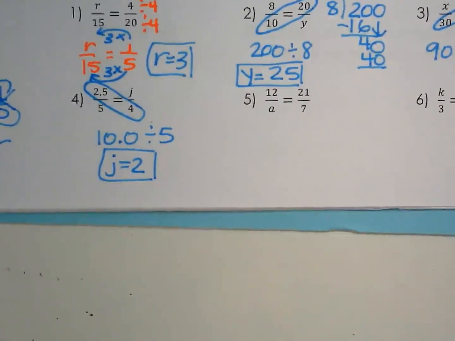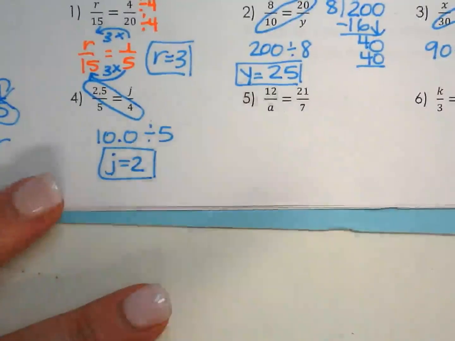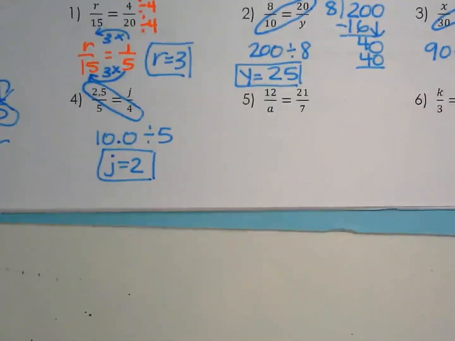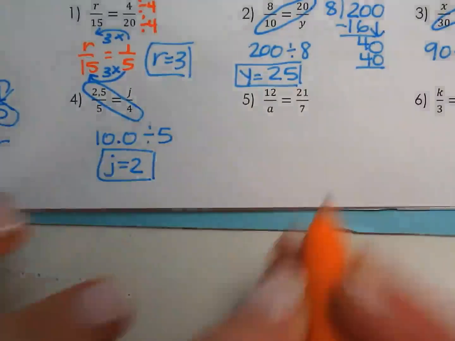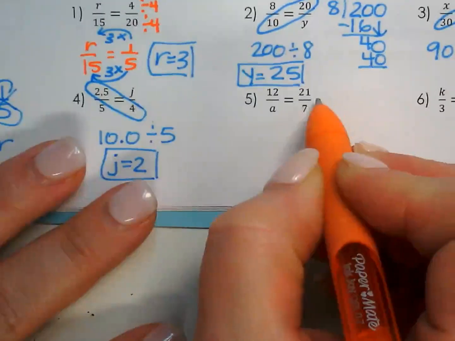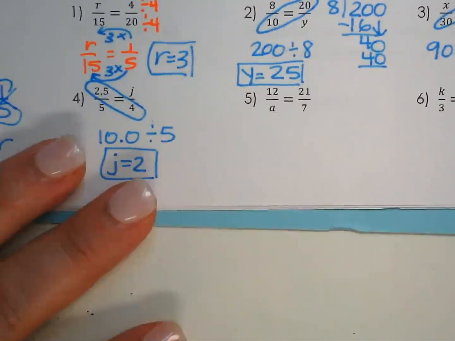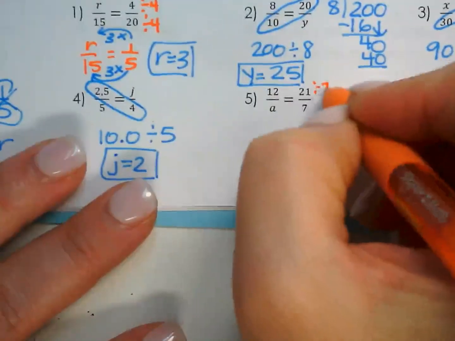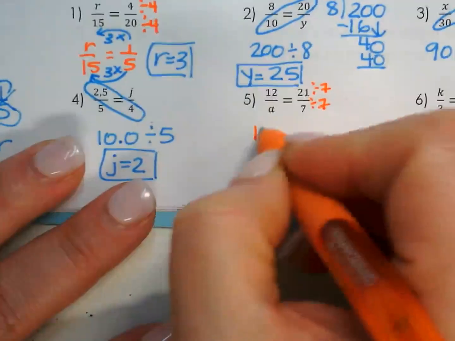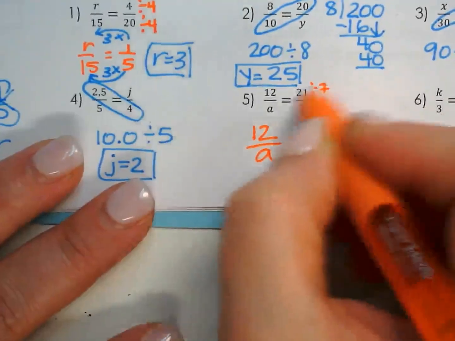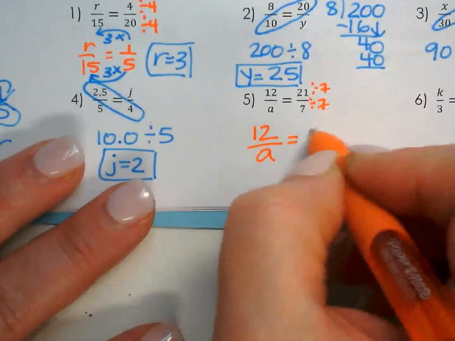Okay? Take a look at this problem. Now, I don't have a great relationship between 12 and 21. But can I simplify that second fraction? Yeah, Ayana, what goes into both 21 and 7? 7. Yeah. Divide by 7 on the top and on the bottom. So our new problem will actually look like this. What do we get on top? 3. And on the bottom? 7.